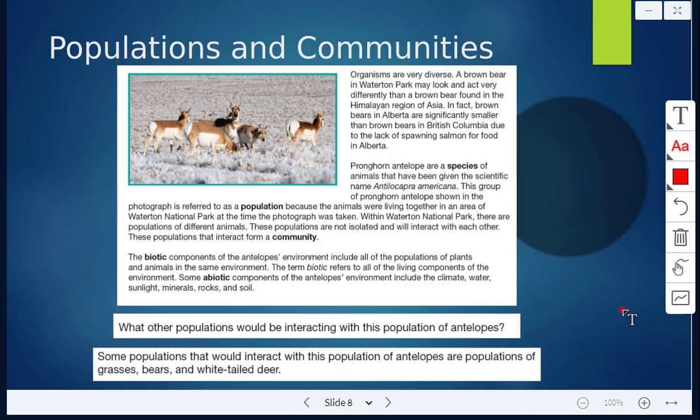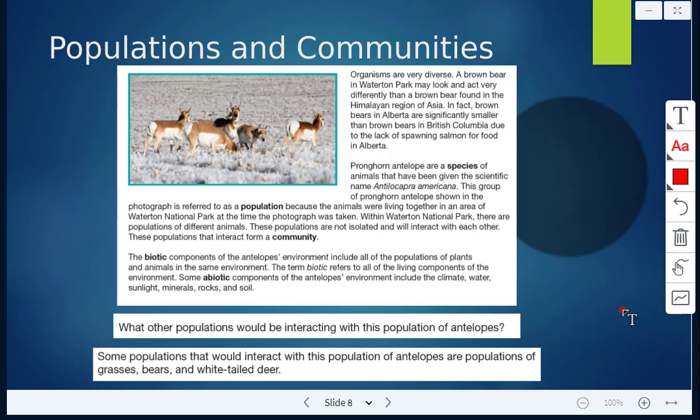All right, so here we're just looking at an example. Organisms are very diverse. For example, a brown bear in Waterton Park may look and act very differently than a brown bear found in the Himalayan region of Asia. In fact, brown bears in Alberta are significantly smaller than brown bears in British Columbia due to the lack of spawning salmon for food in Alberta. So that just shows that there's incredible diversity even within brown bears.